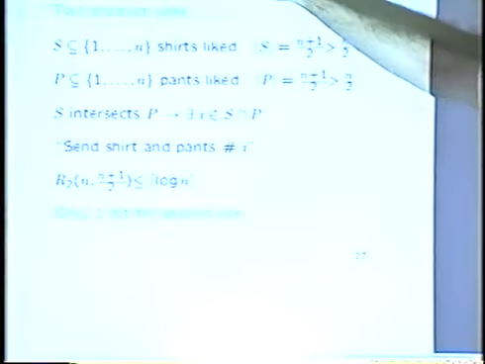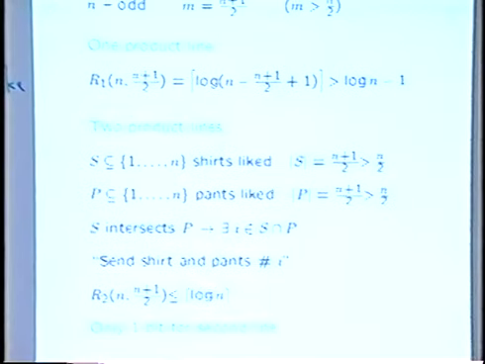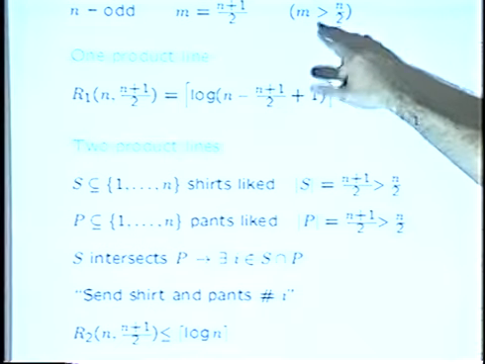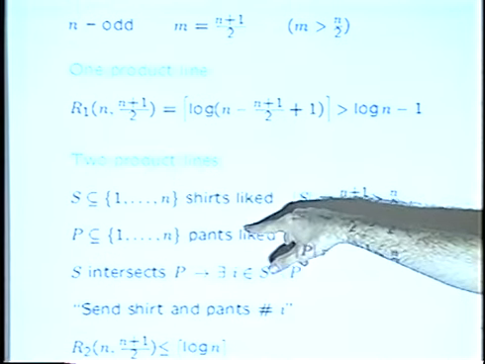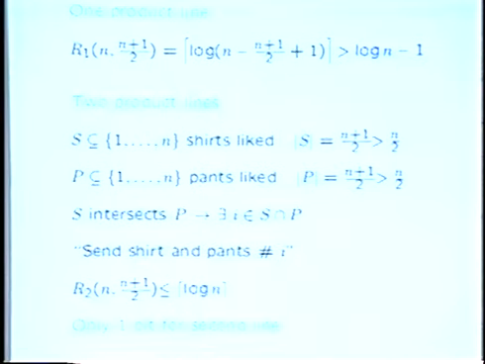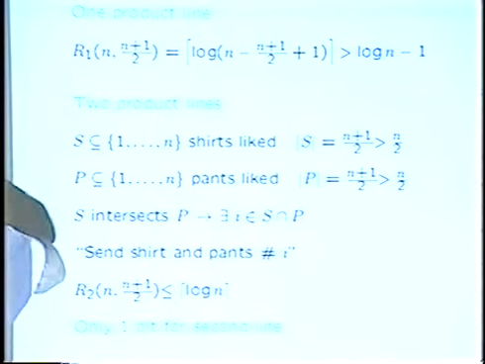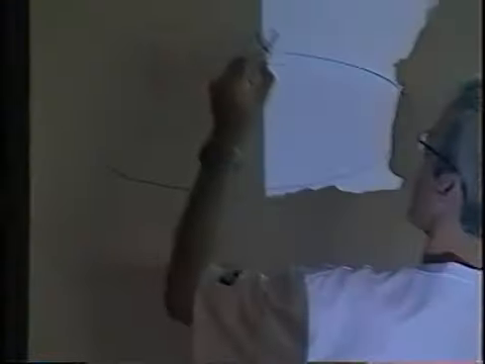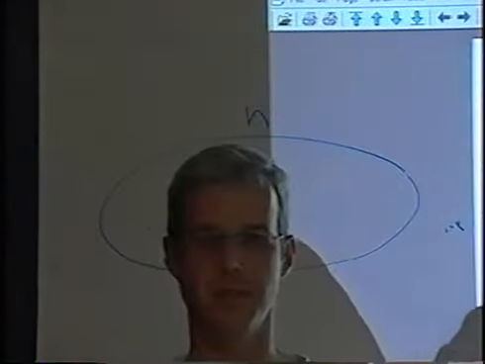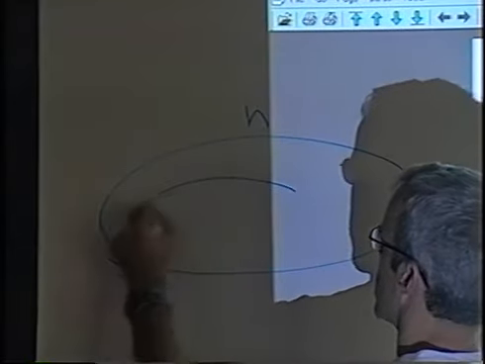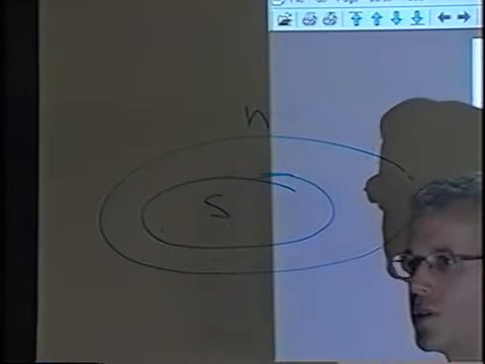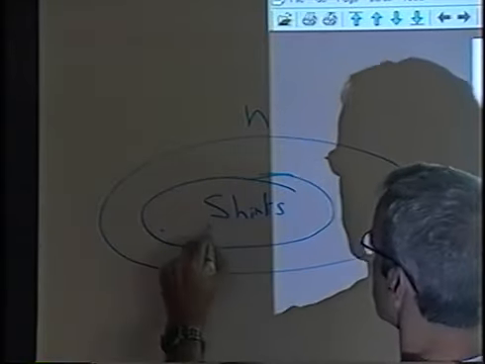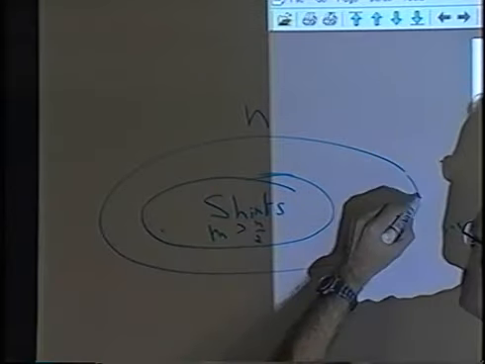I chose m to be roughly n over 2, so I need at least log n minus 1 for one instance. The interesting part is that because m is bigger than n over 2, there is a very, very simple protocol that will allow you to get both your shirts and your pants. Okay? And the reason is that if you look at your family, and look at the subset of just the indices, let S be the set of shirts that you like, and we know its size m is bigger than n over 2. And let's look at the set of pants that you like.